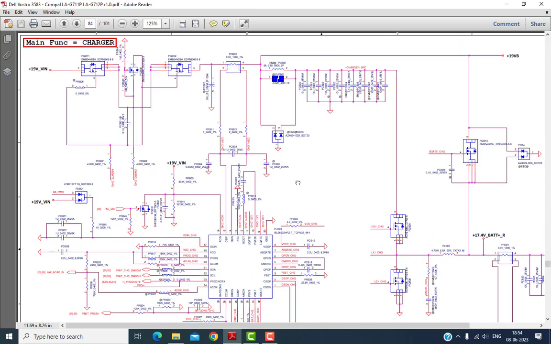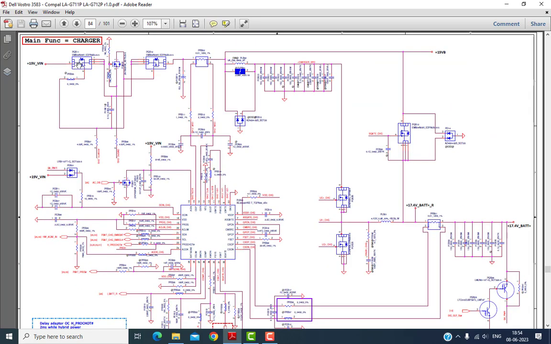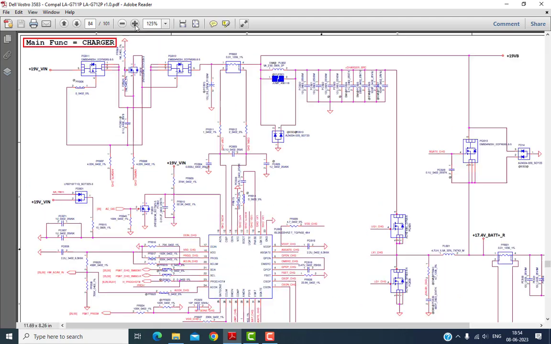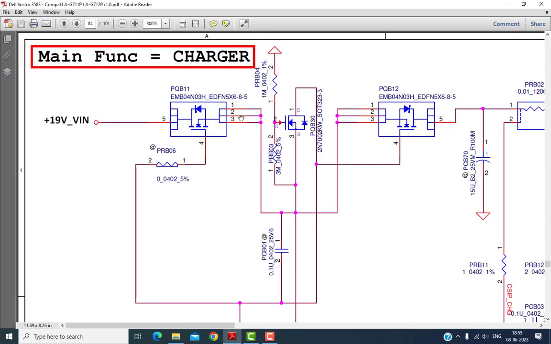Now we'll see here. This one is my first MOSFET, and this one is my second MOSFET, and this connectivity is called plus Vin, the Vin voltage going to here. Now we'll see whether this MOSFET is N channel or P channel. When I zoom this page, I will see this MOSFET. This MOSFET location is PQB11.